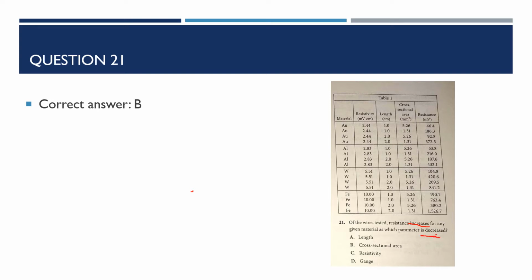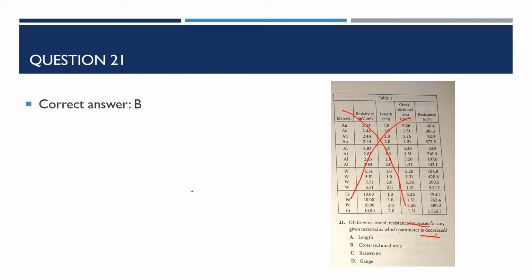Okay? And also another thing to notice here, we've got resistance and resistivity on our table. So make sure you know which column to look at. Okay? So column is up and down. So we're going to look at this resistance. We're not going to care what the material is. All we're looking for is when resistance increases and then a parameter decreases.